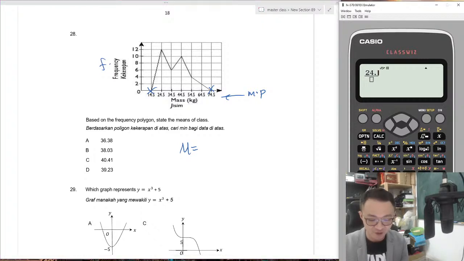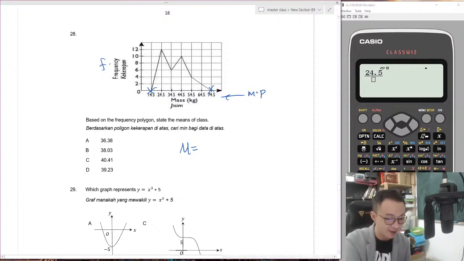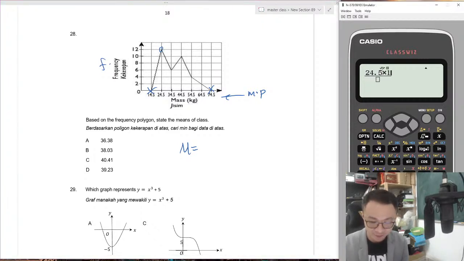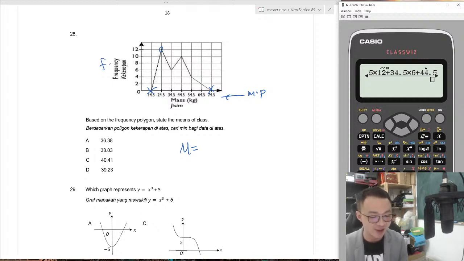So I do 24.5 multiply 12. And then the next one is plus 34.5 multiply 6. And then I plus 44.5 multiply 10. And then I plus 54.5 multiply 4. And then I plus 64.5 multiply 2. And then I divide by the total frequency, isn't it?